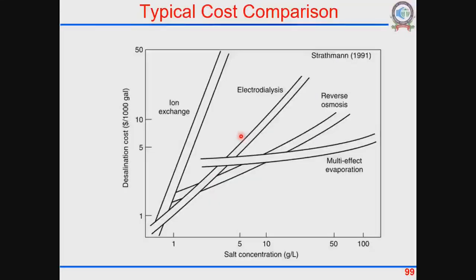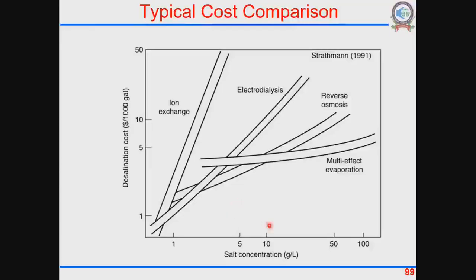And this is one more paper where they compared reverse osmosis to different applications. Again, cost, or economics in general, is a function of time and space, but this one particular paper just gives you some idea. So if you're looking at 3% seawater, reverse osmosis costs are about the lowest in terms of different applications.